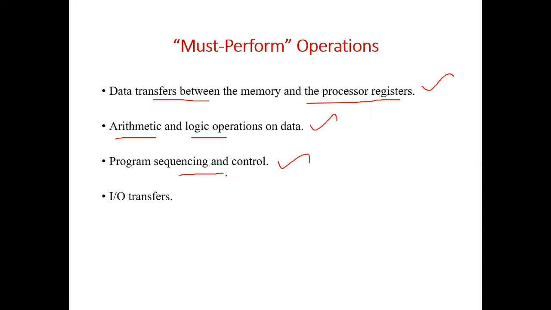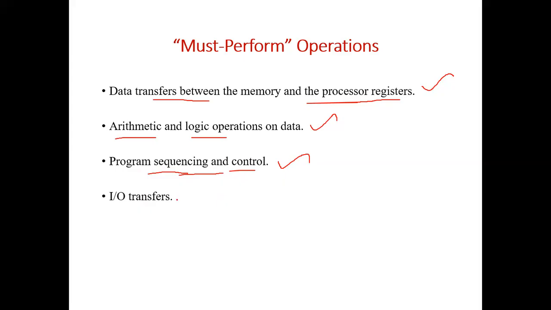Generally the flow is sequential. But sometimes, if we don't want to follow a sequential pattern, if we want the program to jump to some other location, that option should be available. So a typical processor should also have instructions for program sequencing and control. Sequencing is the order in which the instructions execute, and control is to change that order.